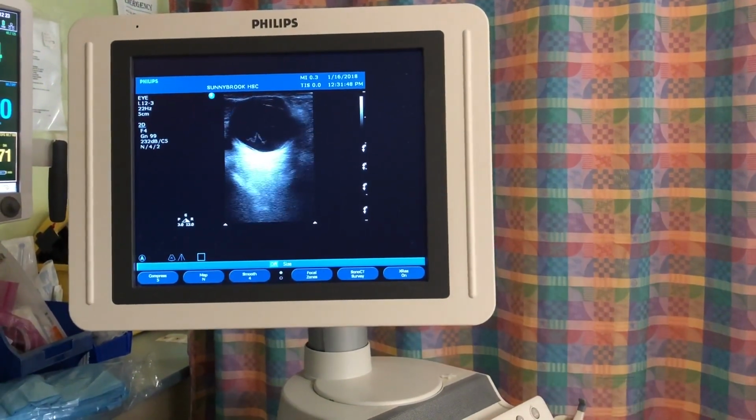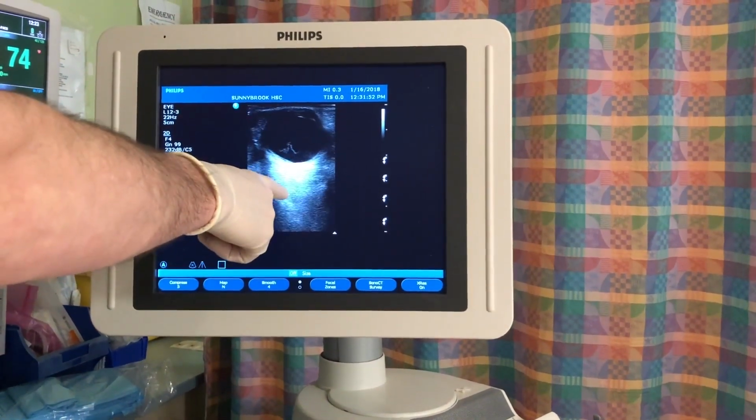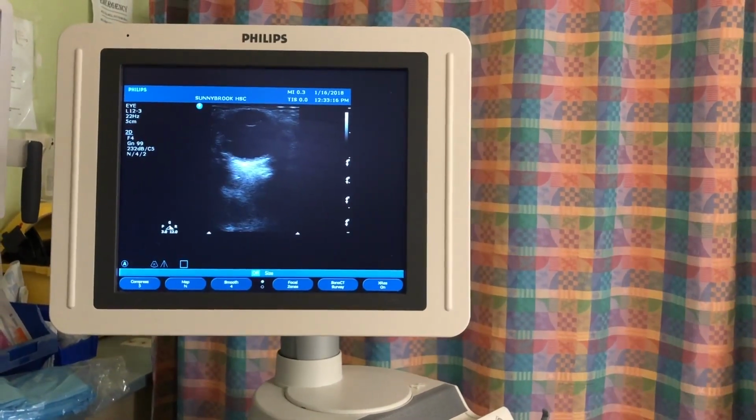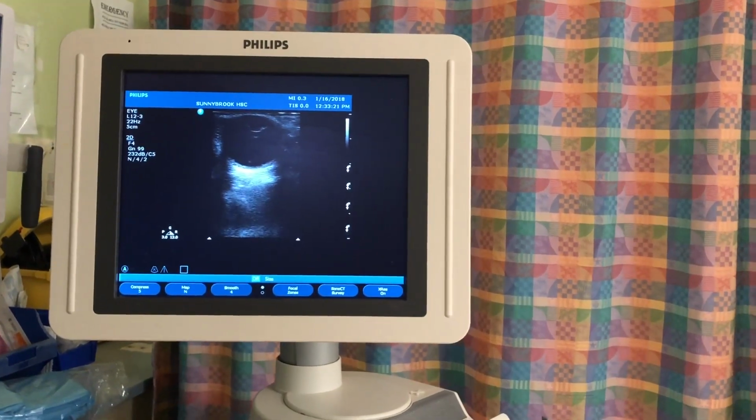So to start, the skin is cleaned with sterile technique. A 27 gauge needle is introduced at the infratemporal margin of the orbit. The needle is then directed superiorly and medially towards the orbital apex to enter the muscle cone.